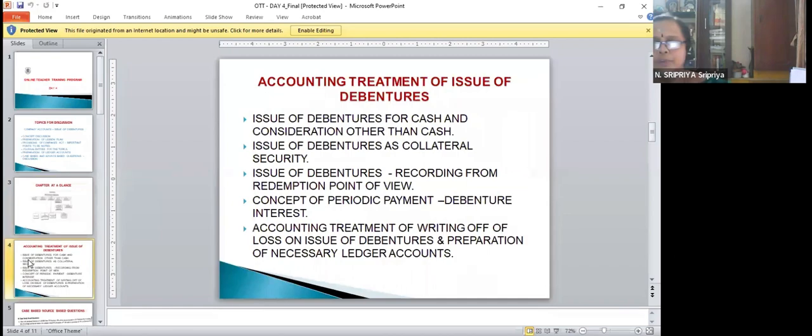Issue of debentures for cash and consideration other than cash. Issue of debentures as a collateral security. Issue of debentures from the recording point of view. Then the concept of periodic interest, debenture interest, in that tax deducted at source is not there in the syllabus. So we need not insist upon the tax entries and other things. Then accounting treatment of loss on issue of debentures and writing off of premium on redemption of debentures.